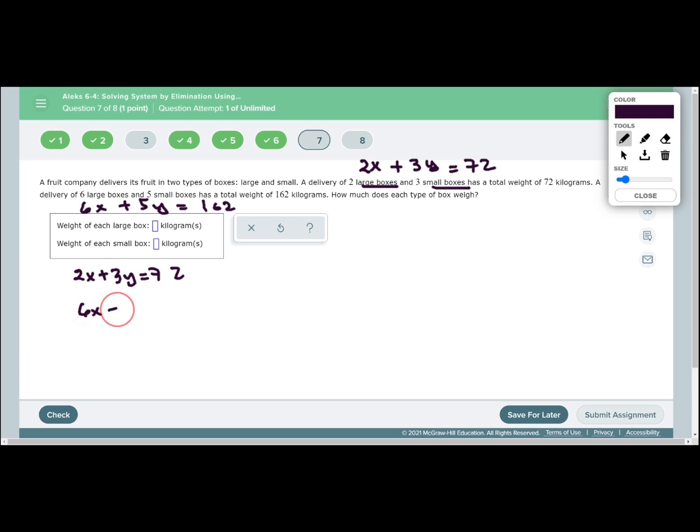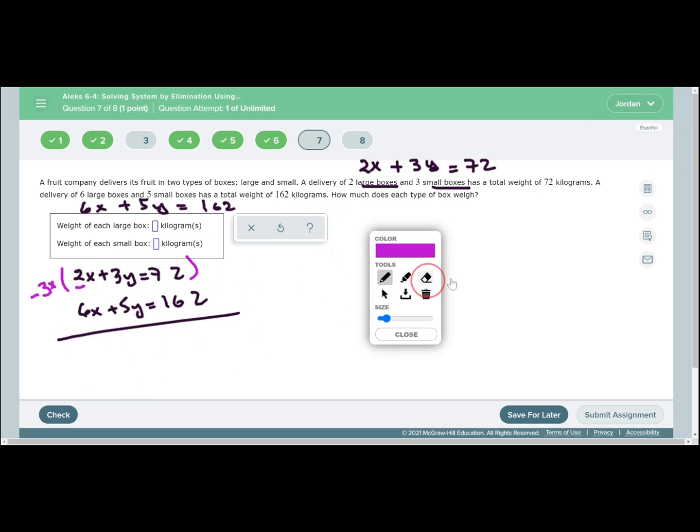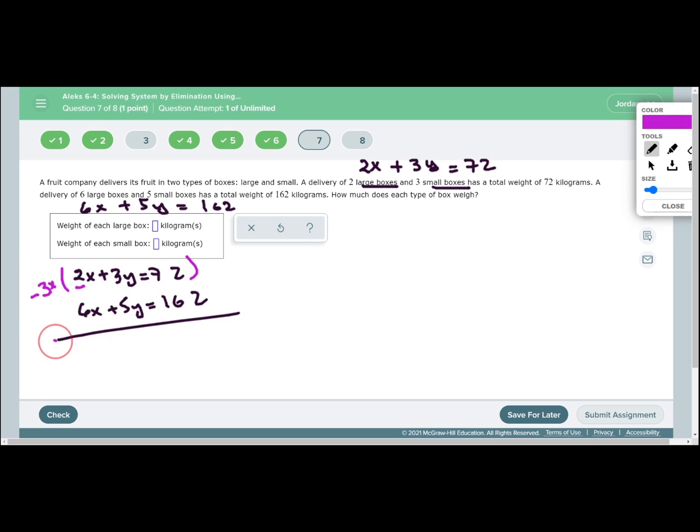And 6x plus 5y equal to 162. I'm not supposed to do that one yet. So to turn one of them into the other, like 2 can go to 6 by times 3. We need the opposite sign, so we multiply by -3. Okay, so here is what we get when we multiply by -3.